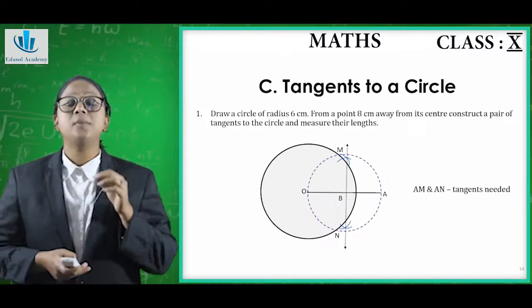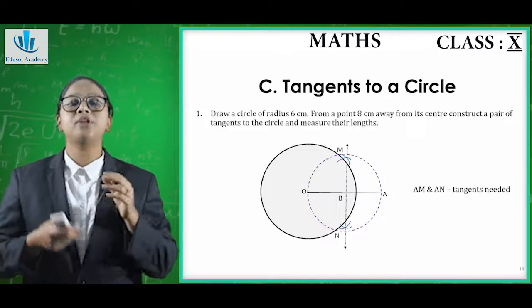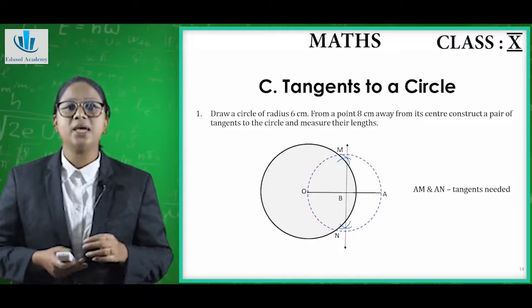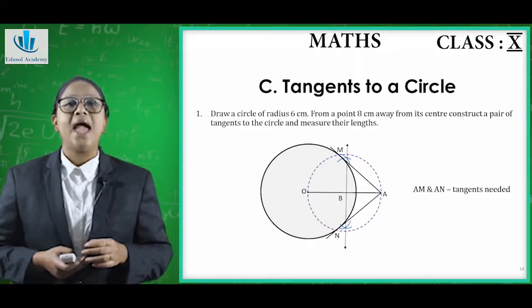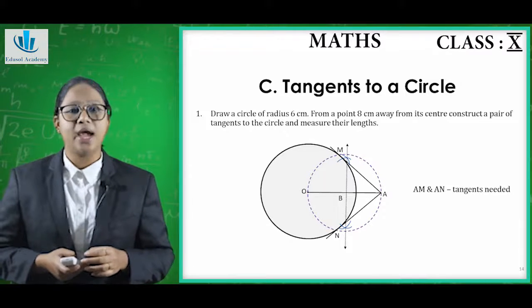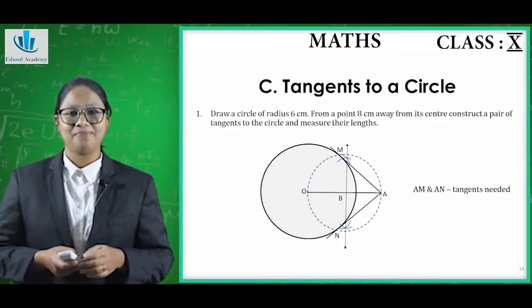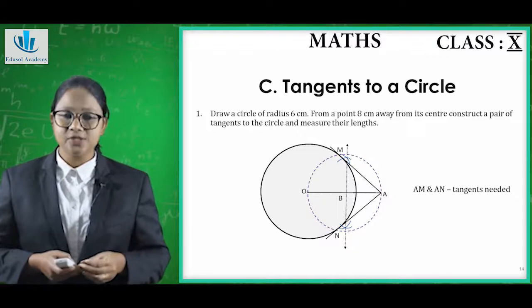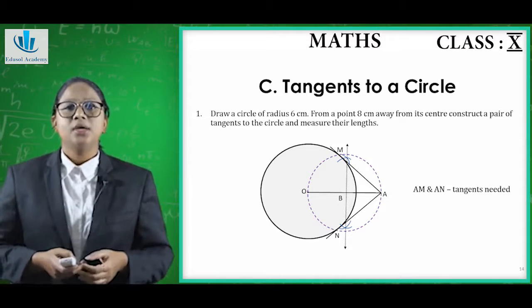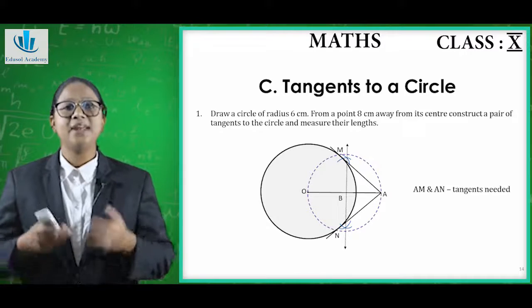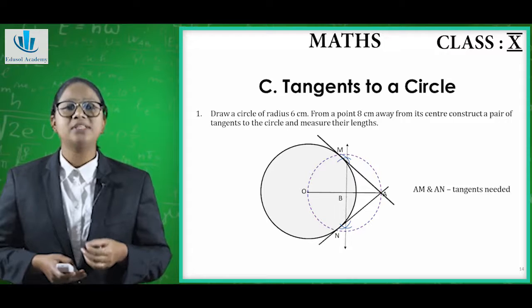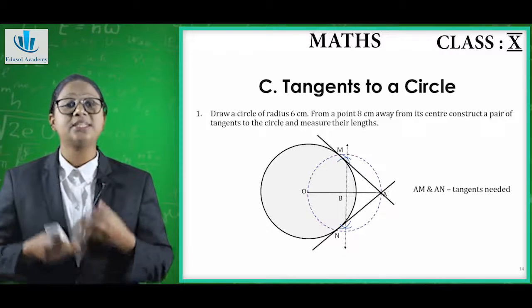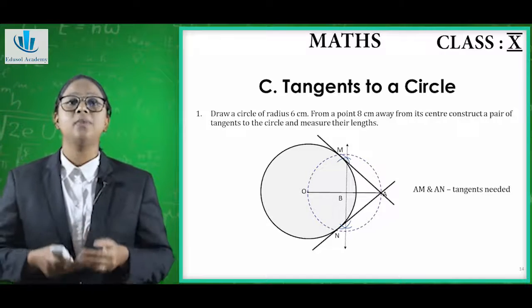M and N are the points of contact of the 2 tangents. Now we can connect AM and AN. So AM and AN are the required tangents. Simple, right? Now the steps of construction is easy. Draw circle with specified radius. Connect the center of circle to the point from which tangents are to be drawn, that is A, OA here.